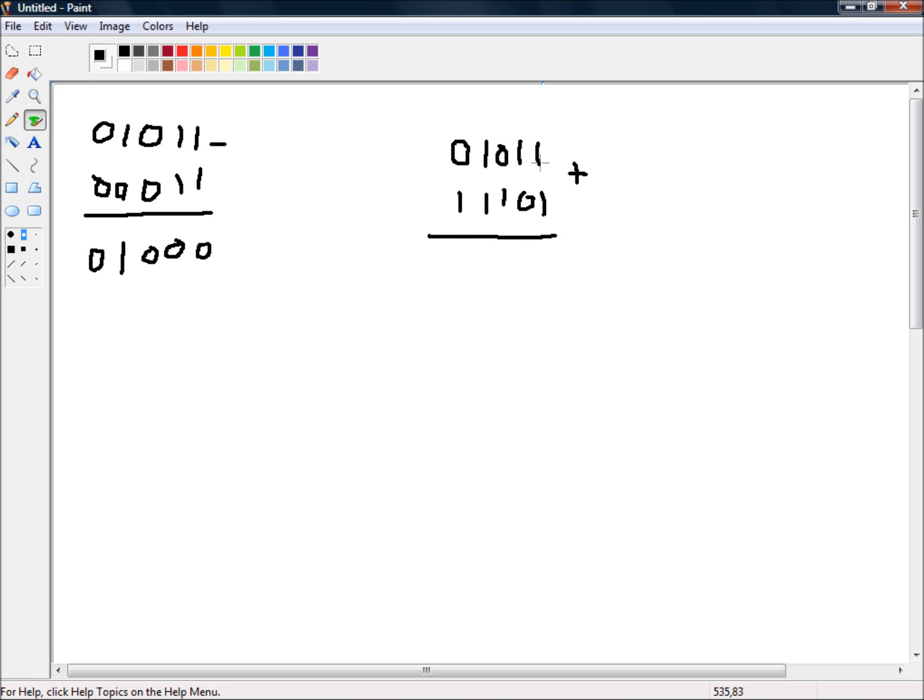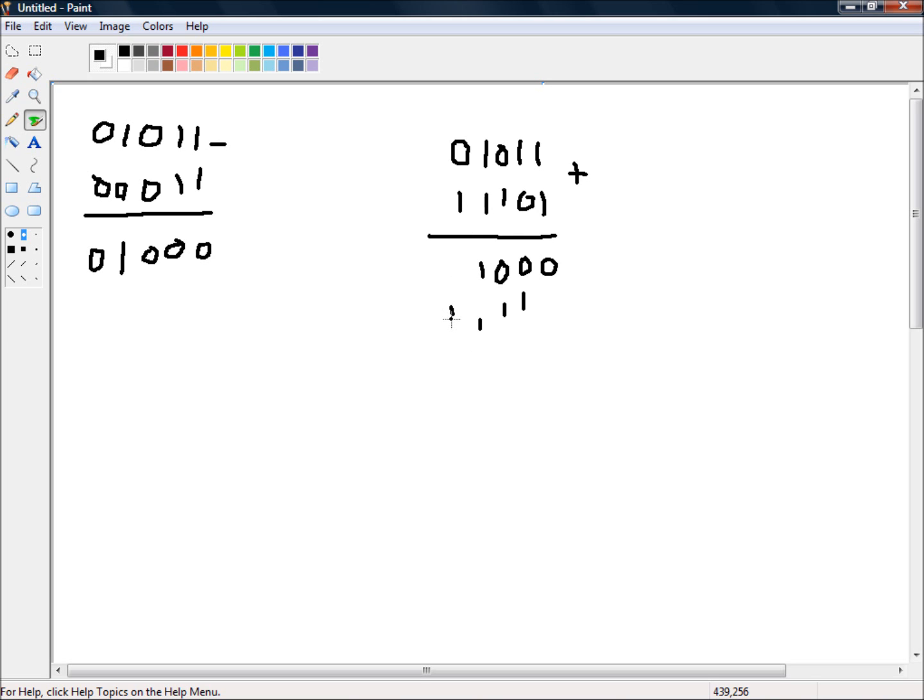Okay, adding these up, 1 plus 1 is 0, carry the 1, because 1 plus 1 is 2. So 1 plus 1 again is 2, so that's 0, carry the 1. 0 plus 1 is 1, add the 1, it becomes 2, carry the 1. 1 plus 1 is 2, so that's 0, carry the 1, but there's also a 1 that has to be carried, so that becomes a 1, and we still have to carry the 1.